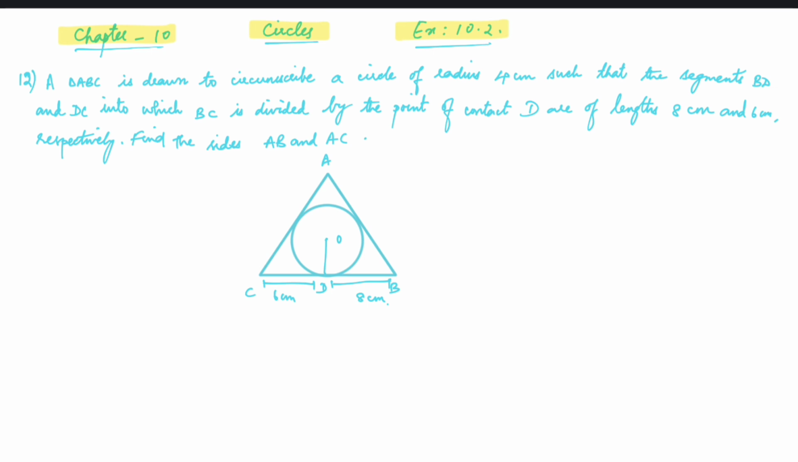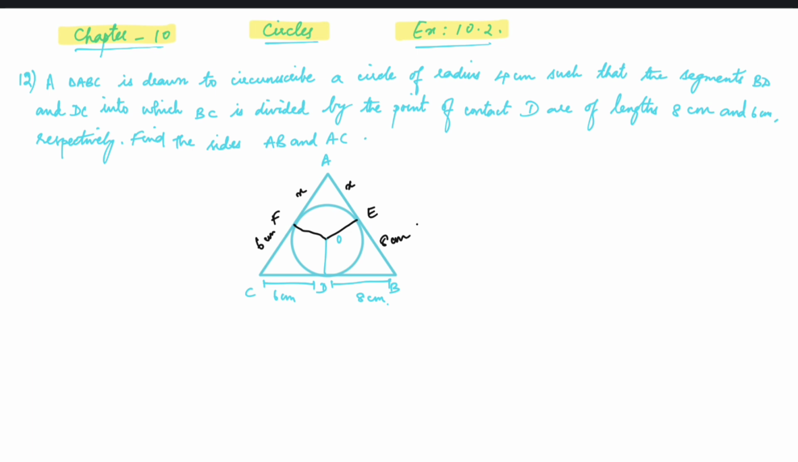Let us do a small construction. Let us join the points of contact of sides AB and AC and name them E and F. From this we know that points A, B, C are the external points, and the tangents drawn from the external point to a circle are equal in length according to theorem 10.2. CD is 6 cm and CF is 6 cm. Similarly, BD is 8 cm, BE is 8 cm. Let's take AF as x cm, then AE also becomes x cm, since they are tangents from the external point.